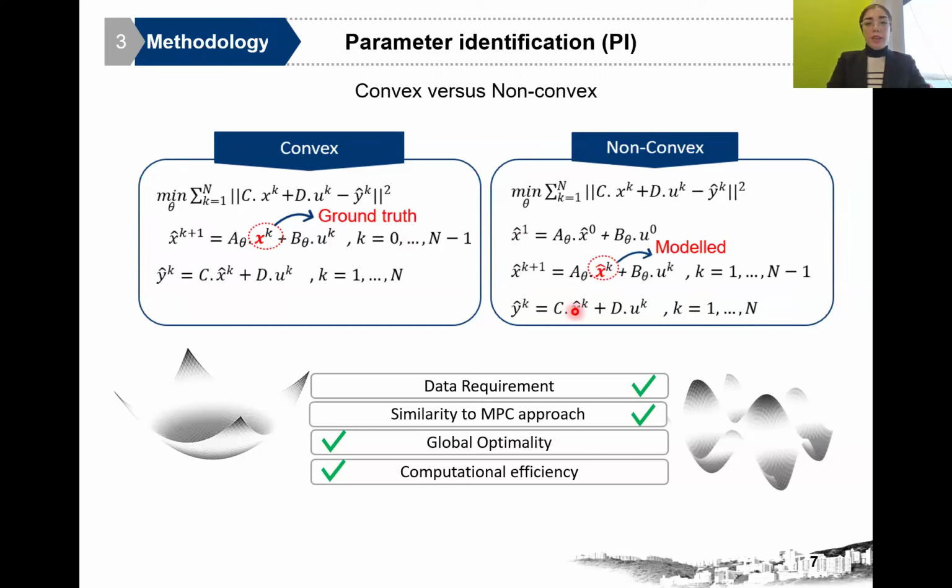If I want to summarize the difference between these two methods, we can say that the non-convex model is better in terms of data requirement because it needs less data. It uses just an initial value for temperature and doesn't need the ground truth temperature of each time step. It's more similar to the MPC approach. On the other hand, the convex model guarantees to reach global optimal solutions and has fewer computational challenges.